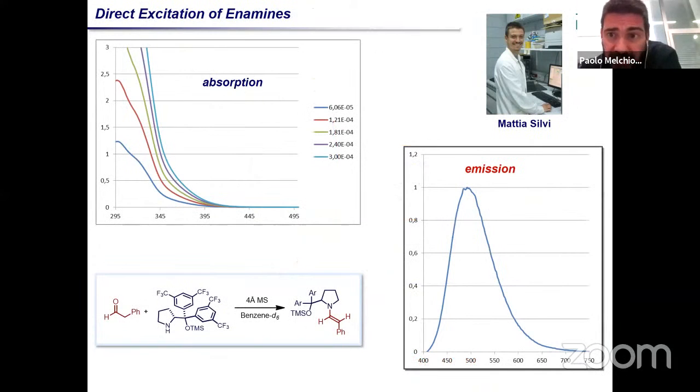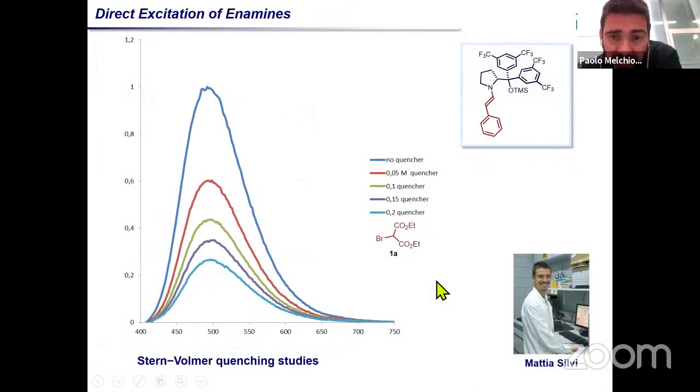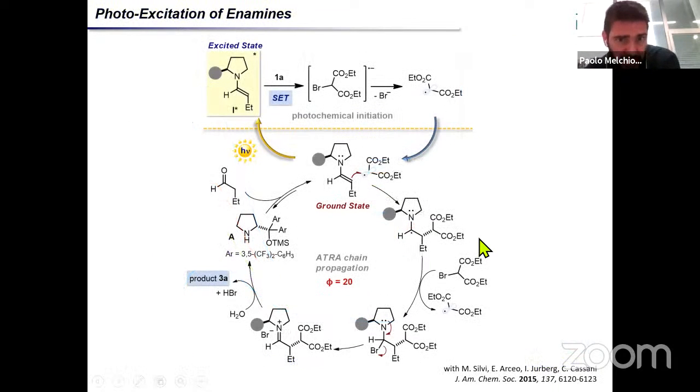To make sure of this possibility, one of my PhD students at the time, Mattia, who has now started his independent career at Nottingham University, isolated this enamine, and he could confirm that this compound can absorb up to 420 nanometer. More importantly, using a laser, we could excite the enamine and observe the emission from the excited enamine. And this allowed us to perform Stern-Volmer quenching studies with the bromomalonate, and we did observe quenching. That indicates that there is an interaction between the excited state of the enamine and the ground state of the bromomalonate. Based on that, this is the mechanism that we propose.